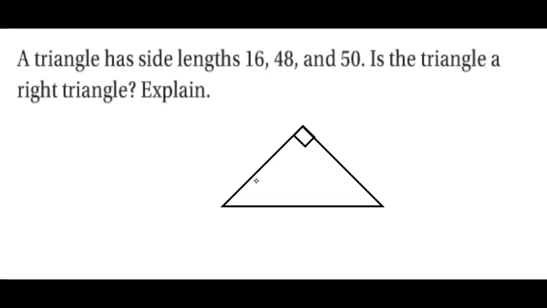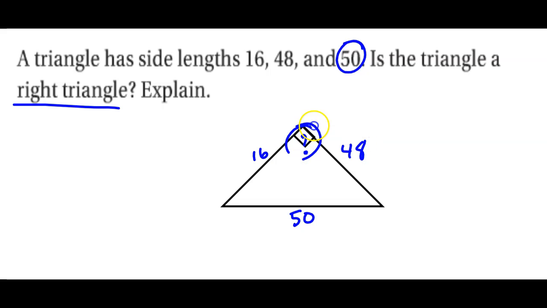So 16 is one side. That's the smallest side. The largest side is 50. So it's asking, is this a right triangle? If it is a right triangle, then 50 had better be the hypotenuse because it's the longest side. And so across from this, I don't know if this is a right angle or not. It's a question mark there. Across from that, I'm going to write down 50. And then the other two sides are 16 and 48. And it doesn't matter where I mark those.